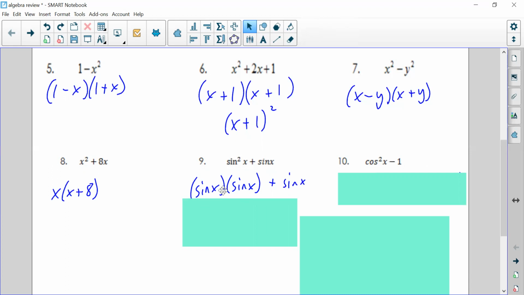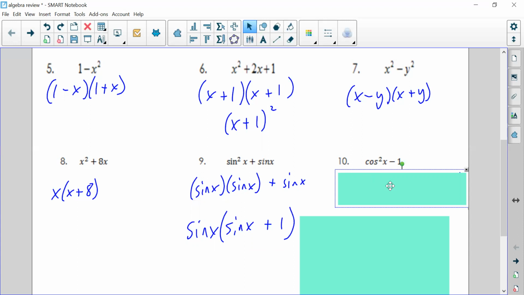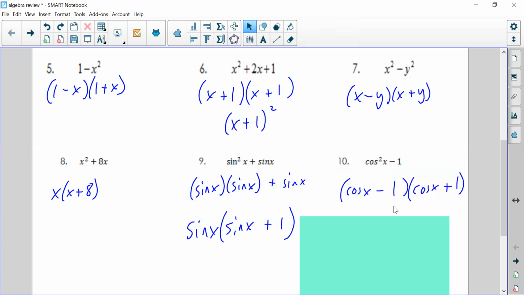Sine of x times sine of x plus sine of x. Well, can I even factor this? Yeah, just like number 8, they both had an x in common. Number 9, they both have a sine of x in common, so you can factor that out. And it becomes sine of x times sine of x plus 1. Number 10, again, a difference of squares. So that factors into cosine x minus 1 times cosine of x plus 1.